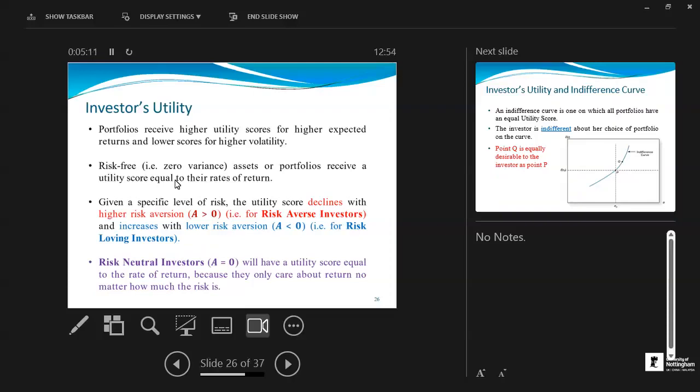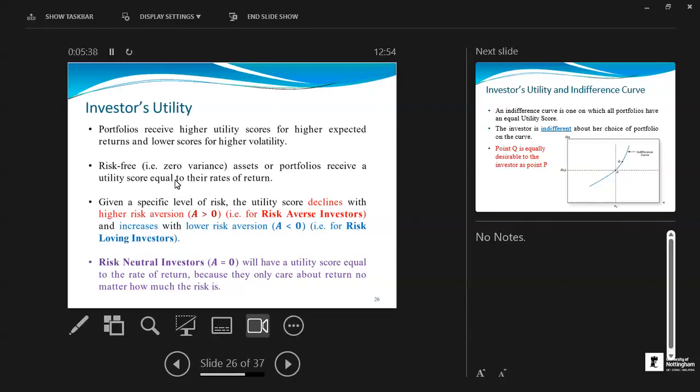So given a specific level of risk, the utility scores decline with higher risk aversion, that is higher A, and the utility scores increase with lower risk aversion, when A starts to decrease. A will be lower for risk-loving individuals, and it will be higher for risk-averse investors.